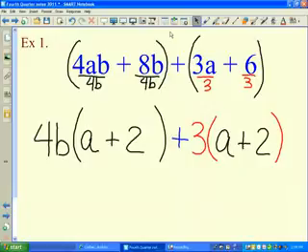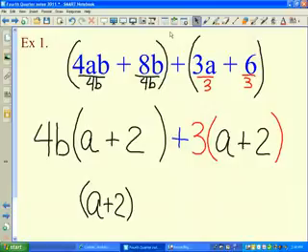So now, what do you notice? Notice that inside the parenthesis, you have the same exact thing, right? So that's a plus 2. With that being the same inside the parenthesis, that's going to be the greatest common factor of this whole entire expression. The whole expression is the 4b times a plus 2 plus 3 times a plus 2. So I'm just going to write down my greatest common factor, which is a plus 2.